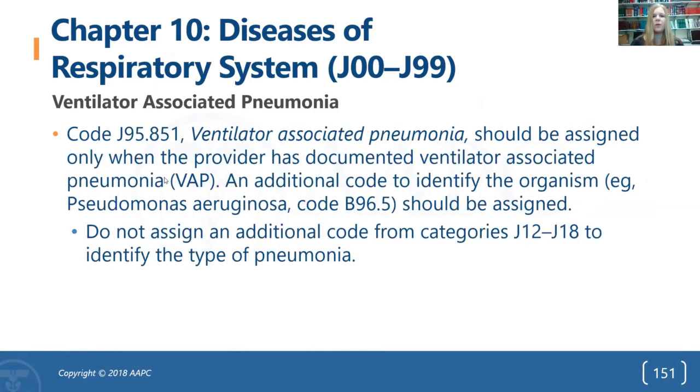Code J95.851, ventilator-associated pneumonia, should only be assigned when the provider has documented ventilator-associated pneumonia. You also use an additional code to identify the organism, but you would not use an additional code from categories J12 through J18 to identify the type of pneumonia.